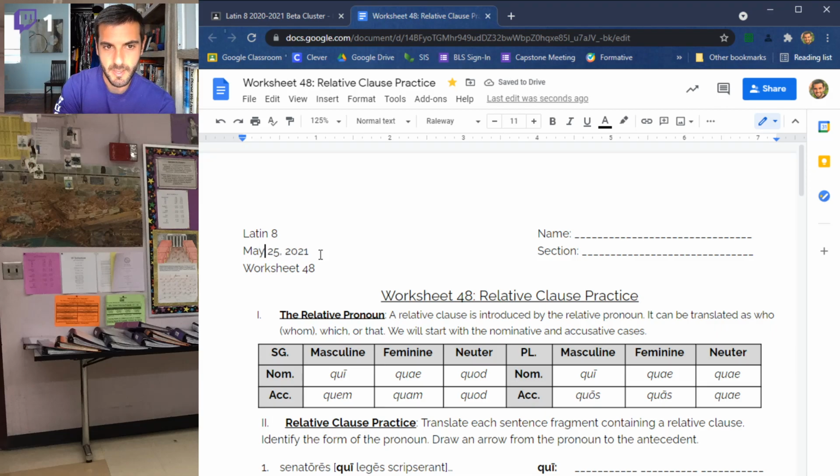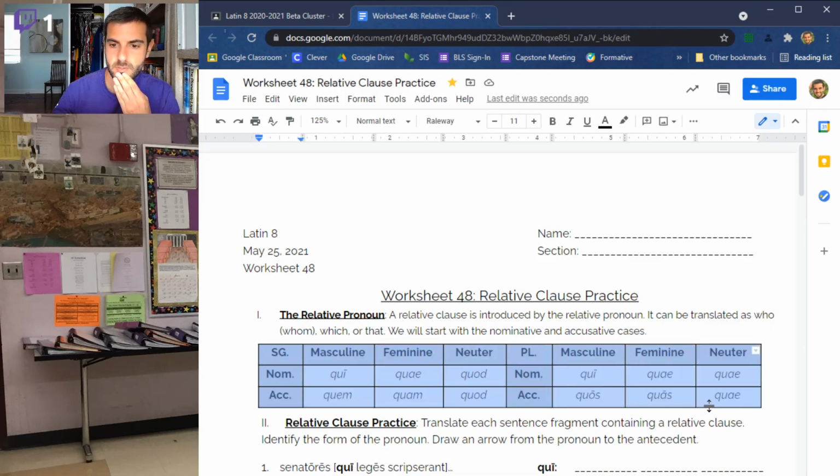So we're looking at some relative clauses today. So we're just doing some practice. Like I said in class, we're just sticking with the basics for today. Some nominatives and accusatives. So all the forms for the relative pronoun that you need are right up here, right? Just the nominative and accusative forms.